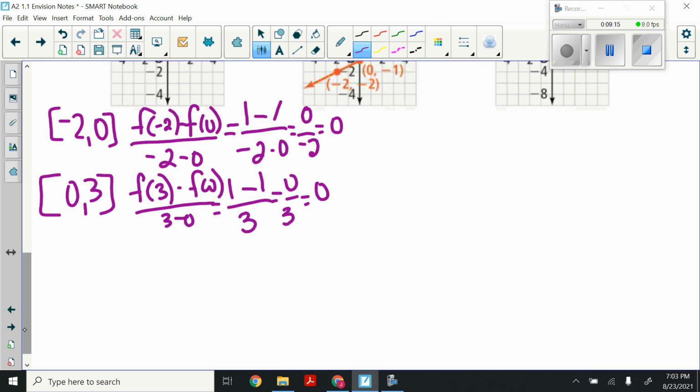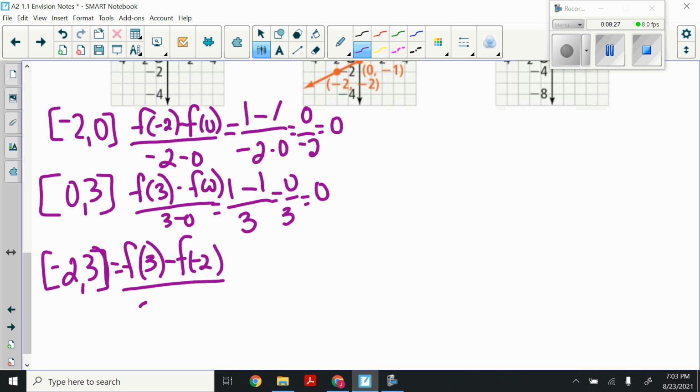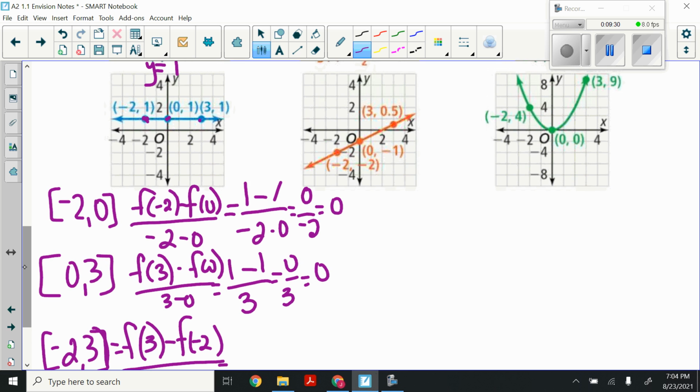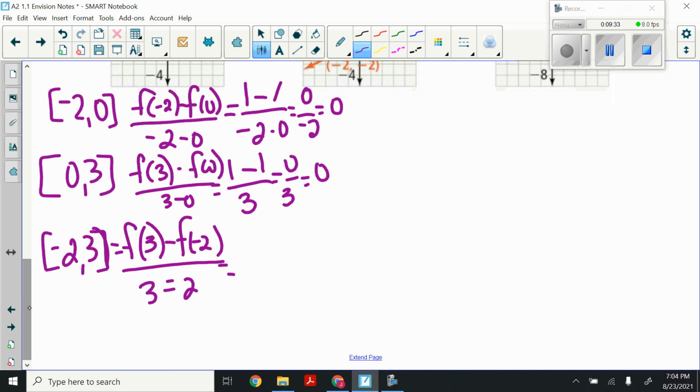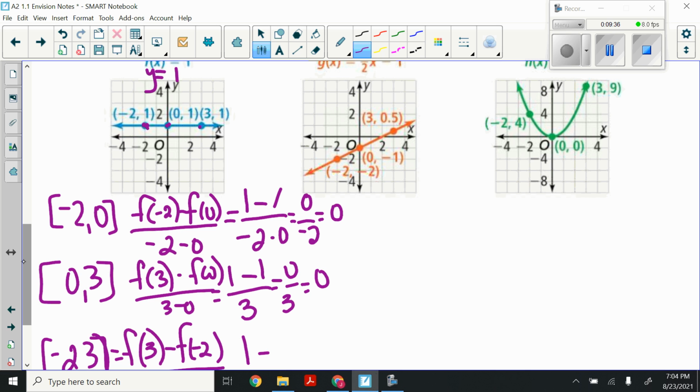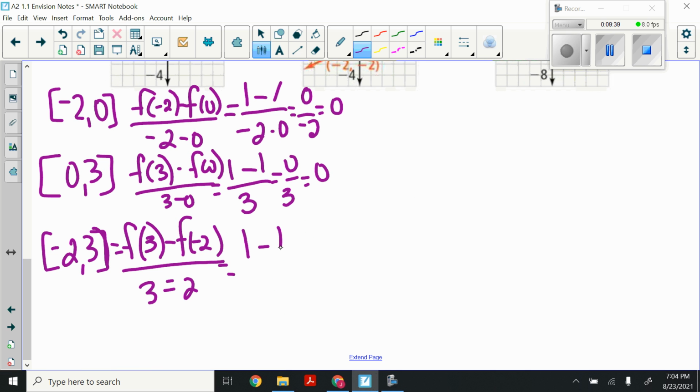So then, the last interval on this one, between -2 and 3. On top, I'm going to do f of 3 minus f of -2 over 3 minus -2. So again, on top, f of 3, when x is 3, what's y? 1. Minus f of -2, when x is -2, y is 1. Over 3 minus -2 turns to 3 plus 2, 5. 0 over 5 is 0. Okay. What do we notice? We notice that we had the exact same average rate of change each time of 0. So here we had the same rate of 0.